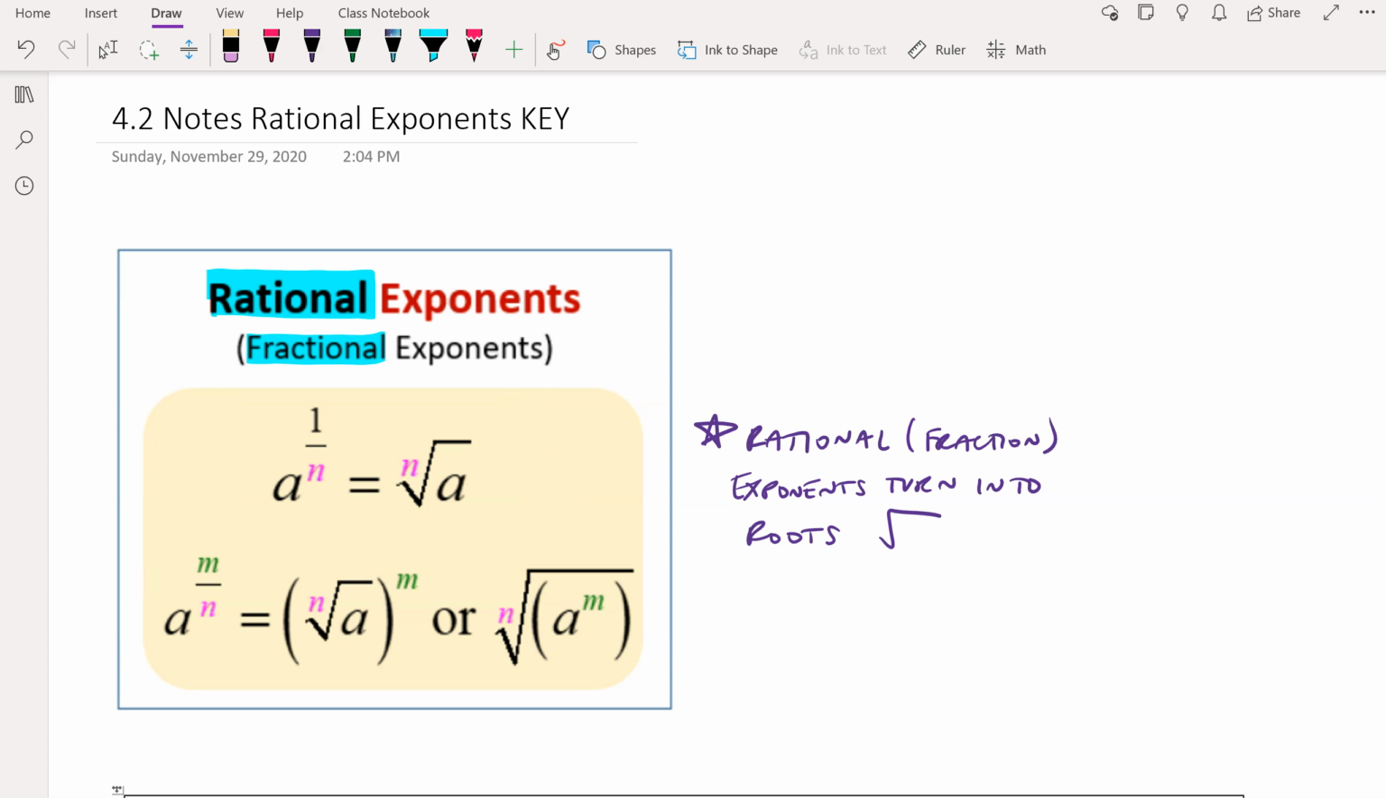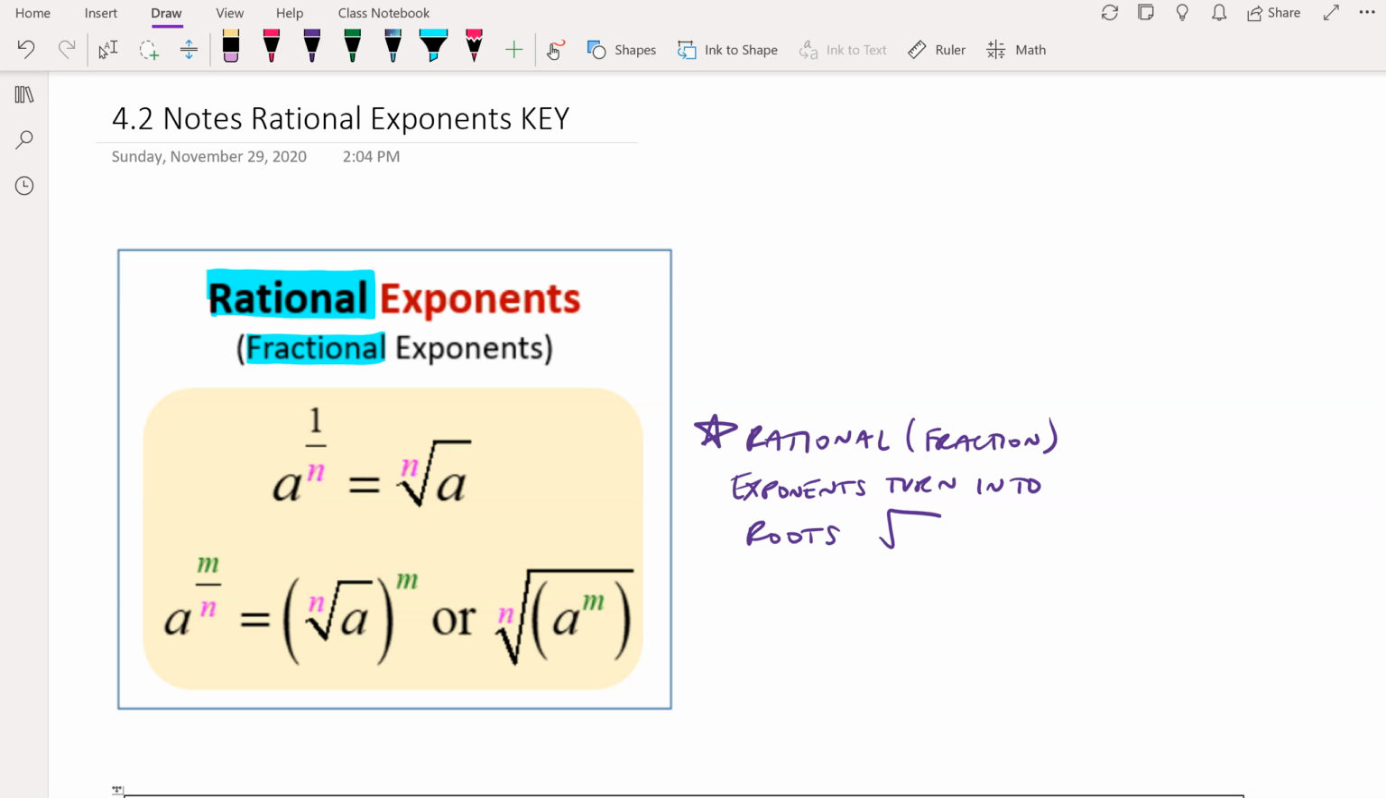Okay, so let's break these things down. We have a to the 1 over n. That's going to turn into a root because of the fraction. Because of this fraction, we're turning into a root. And then the denominator goes to the front of the root. So this would be the nth root of a.